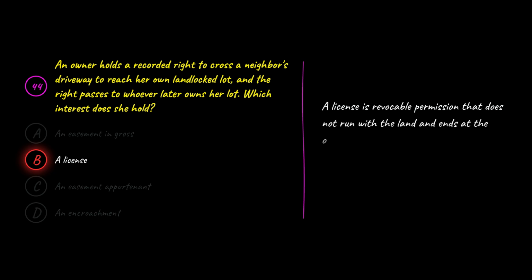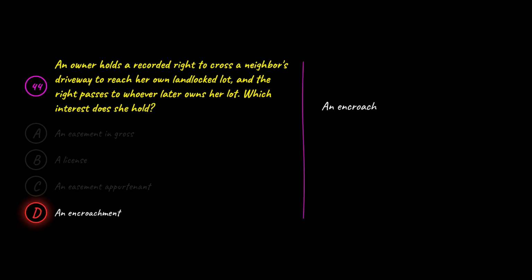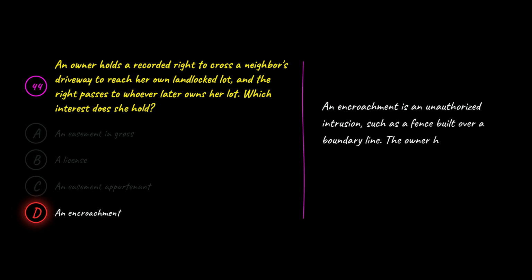and ends at the owner's choosing. This right is recorded and passes to later owners, so it is a durable easement, not a mere license. D is wrong because an encroachment is an unauthorized intrusion, such as a fence built over a boundary line. The owner has a lawful, recorded right to cross, which is the opposite of a trespassing structure.